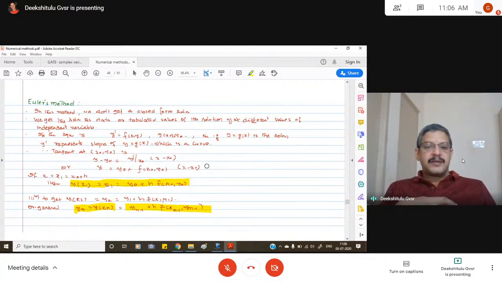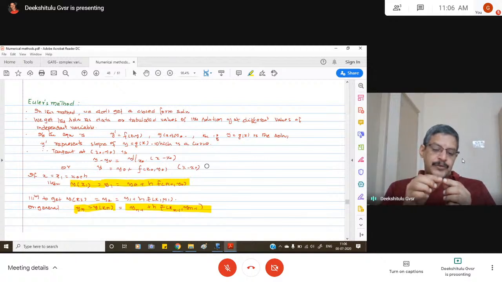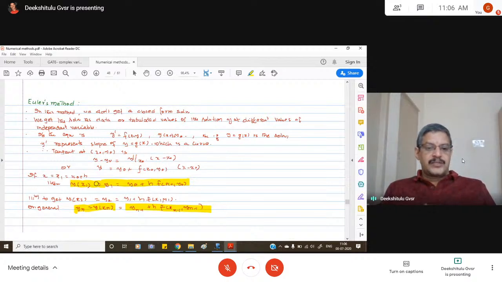Now if I put x is equal to x0 plus h, some nearby point of x0, that means these two points differ by a constant h. So x is equal to x1 is equal to x0 plus h. Then x minus x0 will be equal to h. So y at x1 will be y1. We call it y1 is equal to y0 plus h into f of x0, y0. This is the first value.